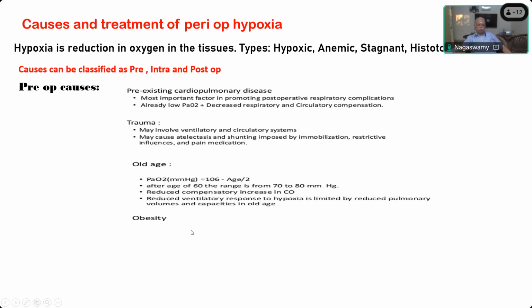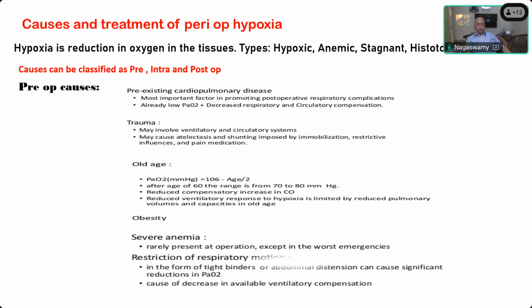Similarly, obesity. All of you know that obesity causes a restrictive pattern of lung disease, because of the fat deposition in the chest wall, which we discussed during our discussion on obesity. So these patients also may have pre-existing hypoxemia.